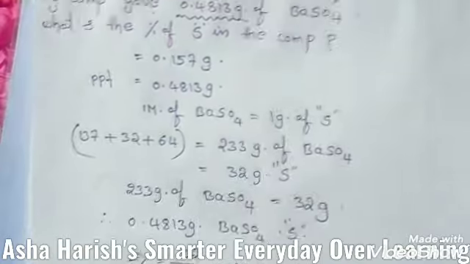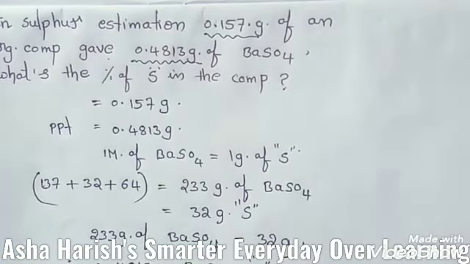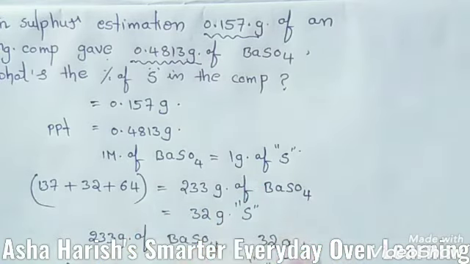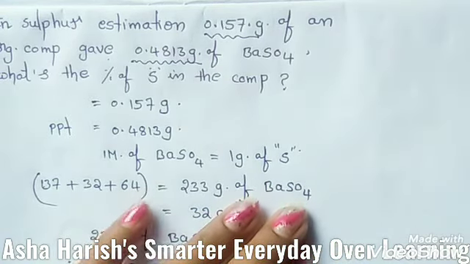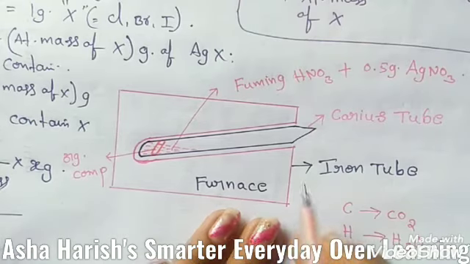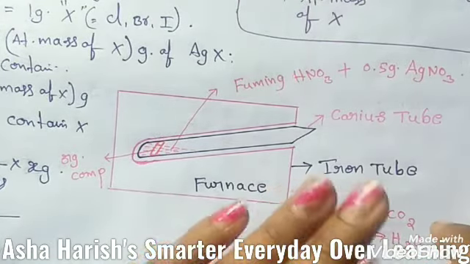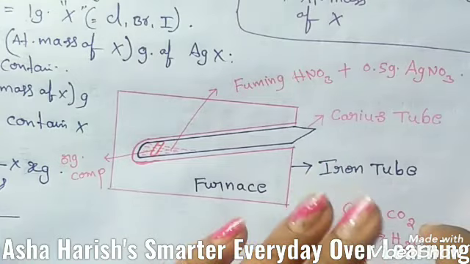Okay students, this is about our today's session on estimation of sulfur and estimation of halogens. Both are in the Carius method. This is the diagrammatic representation of the Carius method. In this we have studied some examples, and we have also studied the calculation part.